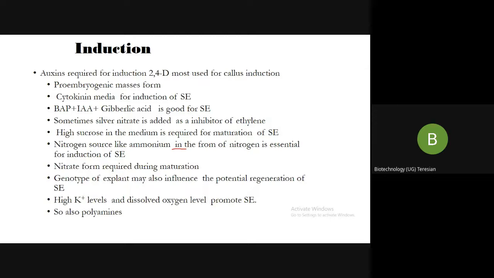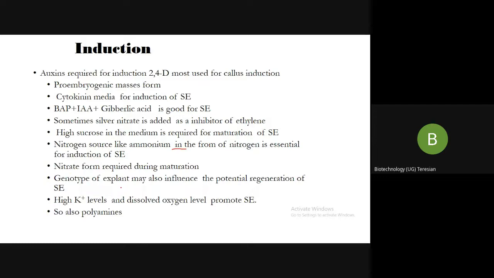So nitrogen is a gas. I can't add a gas to my plant. So instead of that, I will add it in a combination, that is ammonium. You know that the salts of ammonia contain nitrogen. You add it to the media, and your plants are going to get nitrogen from that. And afterwards you add nitrate, for example potassium nitrate. The plants will use up the nitrate from that and it will undergo maturation.